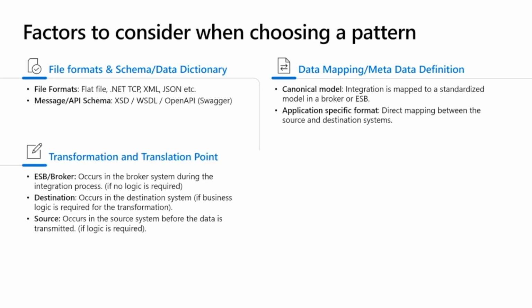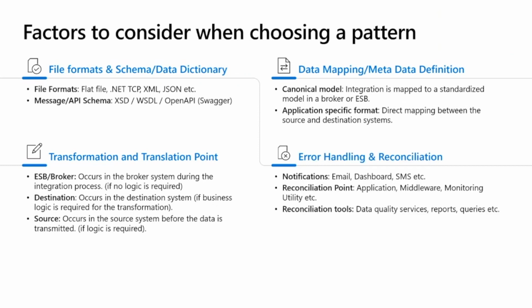Then, does the data exchange require transformation, calculations, or remapping as part of the integration? Should the transformation happen within the middleware or the broker itself, or does it need to happen at the source or target system? If it's the latter, then the choice of integration patterns will be influenced by the source and the destination's capabilities. Finally, what kind of error handling and notifications are required?